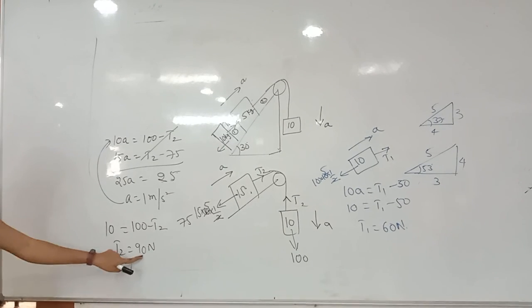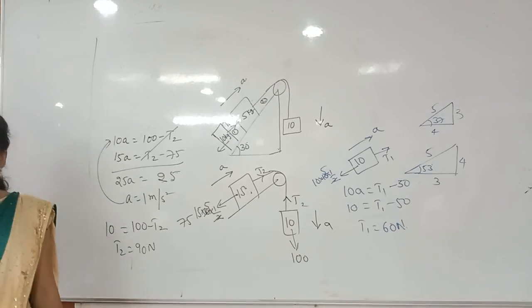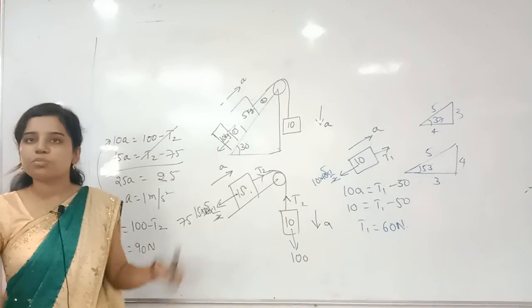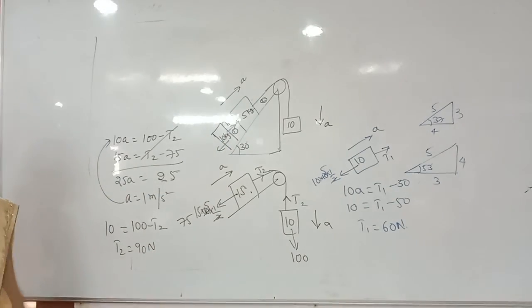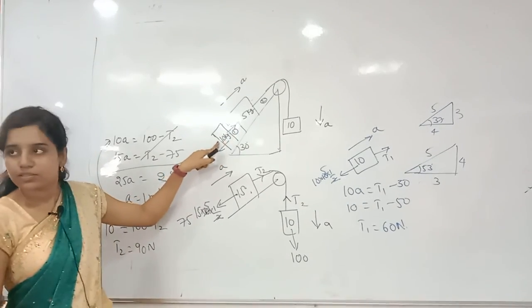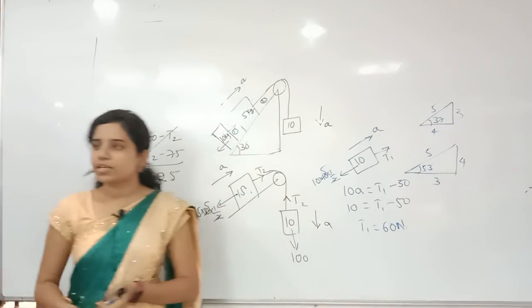Why are we getting T2 greater? What's the reason? The second string is bearing how many masses? 2 masses on the inclined plane. So more tension will be there, 90 newtons. And the first string is only bearing this 10 kg mass, so we are getting less tension here, 60 newtons. Clear everything?